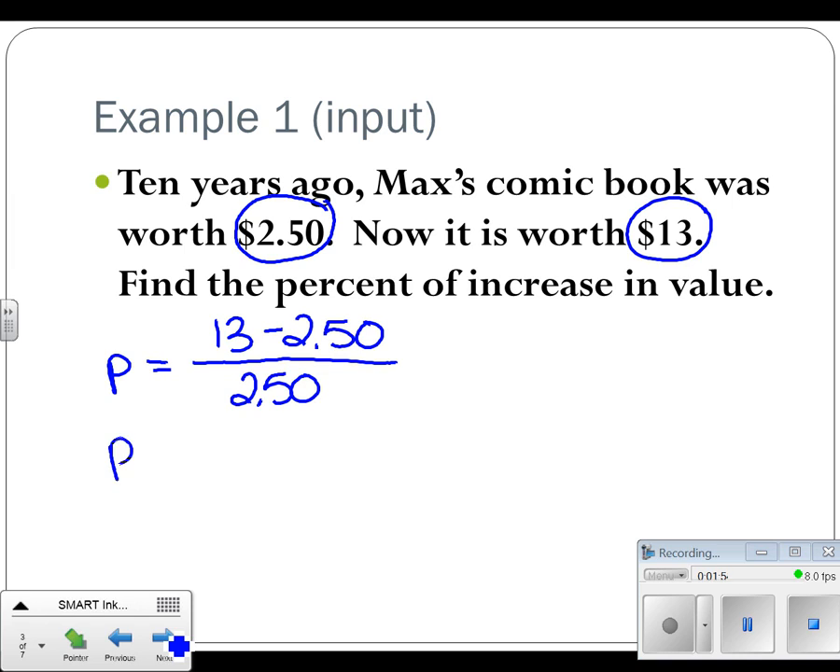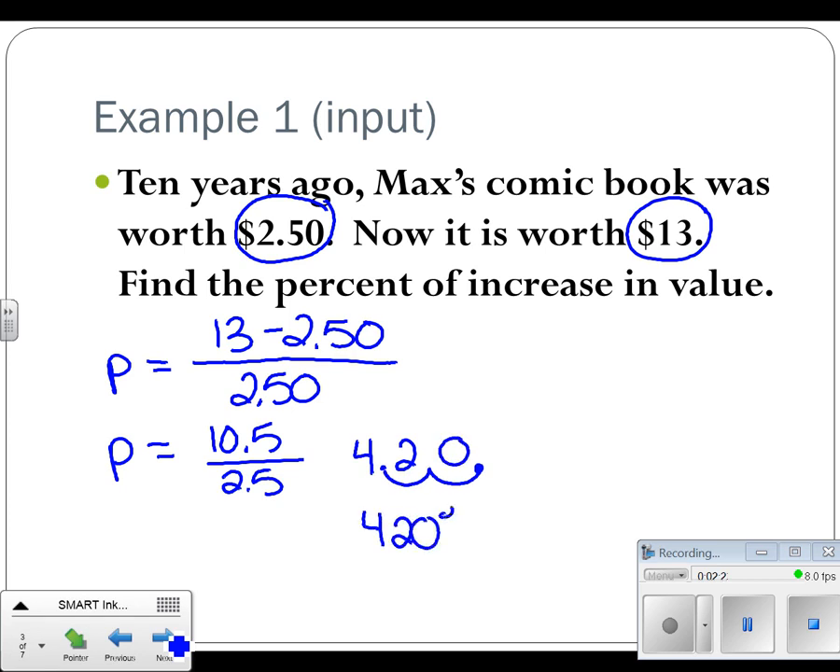So when we look at what that change is, 13 minus 2.50 gives you 10.50. Divide that by the 2.5. When you do 10.5 divided by 2.5, you get 4.2. And we're looking for this as a percentage. So we're going to change 4.2 into a percent by multiplying by 100 or moving the decimal 2 to the right. So then we have 420%.